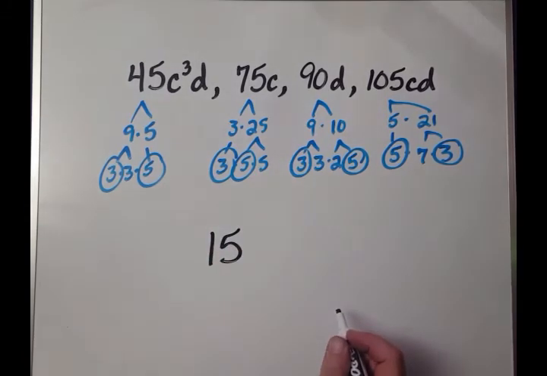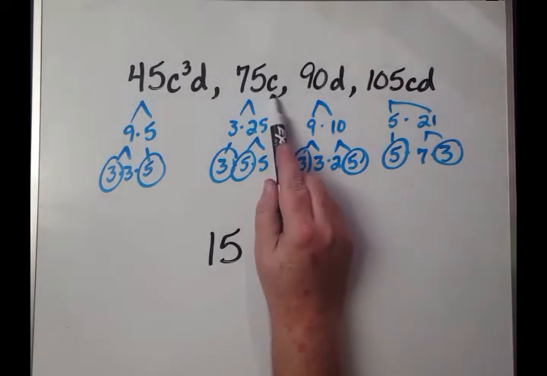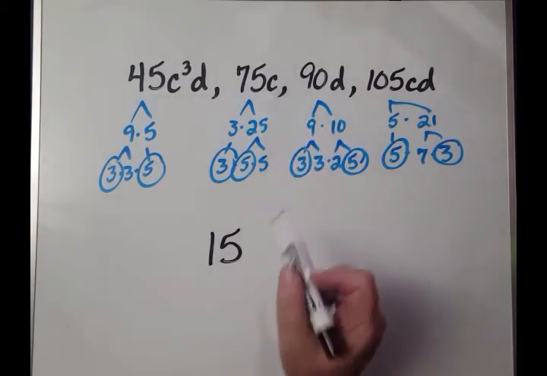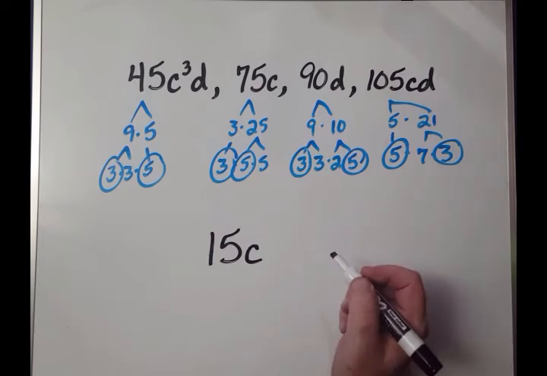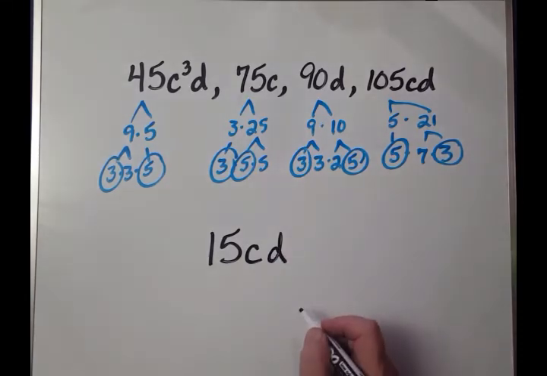Now among the letters. We take our variables at their smallest powers. What is the smallest power on C? Right here, C to the 1st. And the smallest power on D? D to the 1st, so just D. That's wrong.